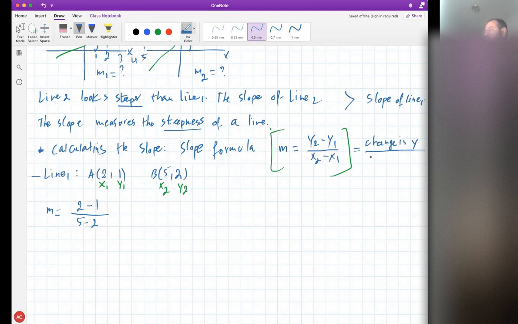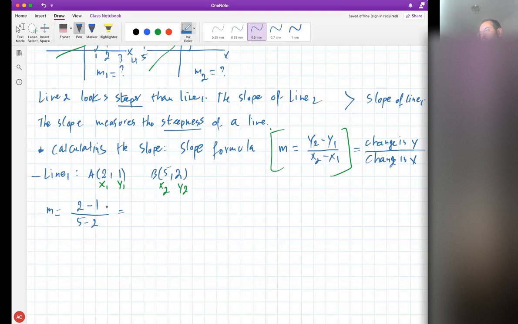And of course, the difference of the x's, we call this the change in x. That's another way of remembering the slope. If you don't want to remember all these details and variables and x's, simply remember to subtract the y's over the subtraction of the x's.